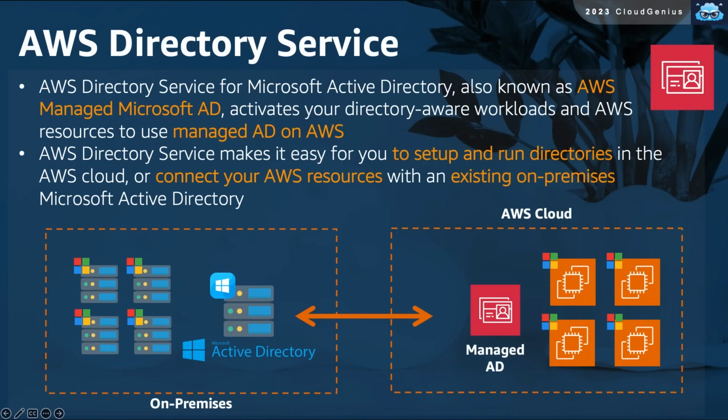With AWS Directory Service, you can seamlessly connect your AWS resources to your existing on-premises Microsoft AD, which enables users to sign in using their existing AD credentials. This integration streamlines user management and access control across on-premises and cloud resources.